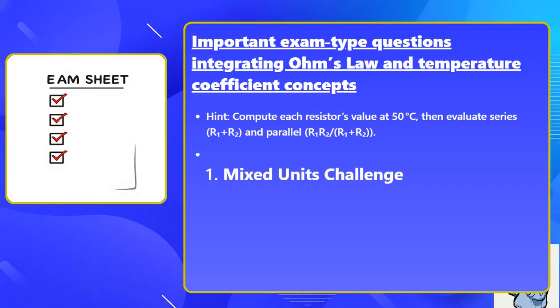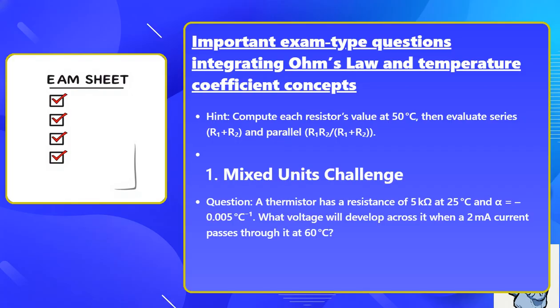6. Mixed units challenge. Question: a thermistor has a resistance of 5 kilo ohms at 25 degrees Celsius and alpha equals negative 0.005 per degree Celsius. What voltage will develop across it when a 2 milliamp current passes through it at 60 degrees Celsius? Hint: find R at 60 degrees Celsius, then use V equals I times R.